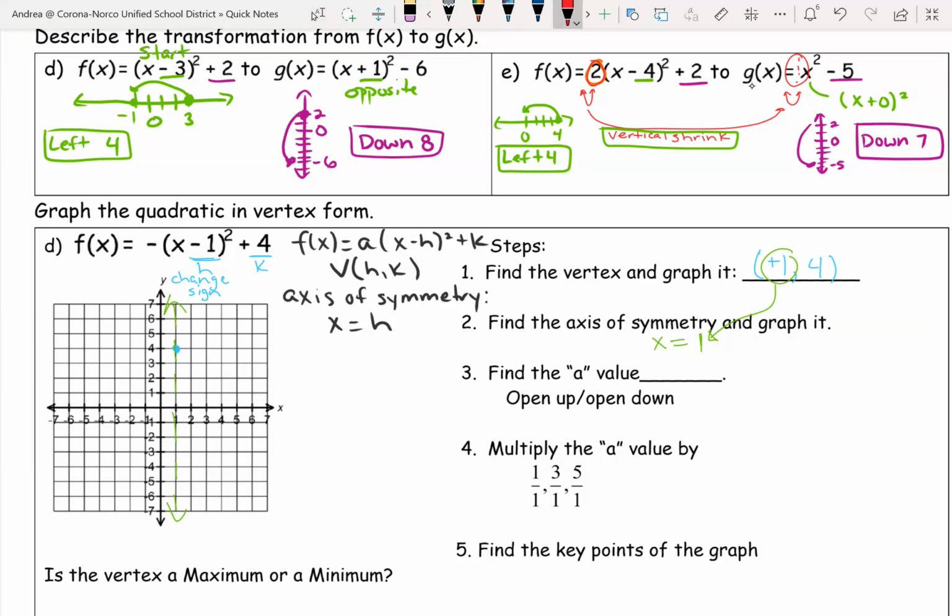Okay, the a value is always the number in front of the parentheses. What number is that? -1. So a's value is -1.